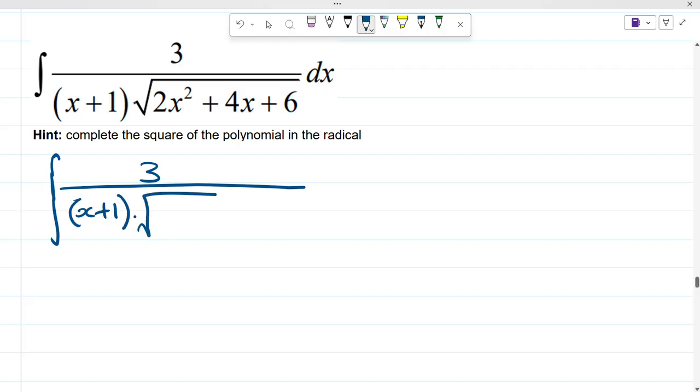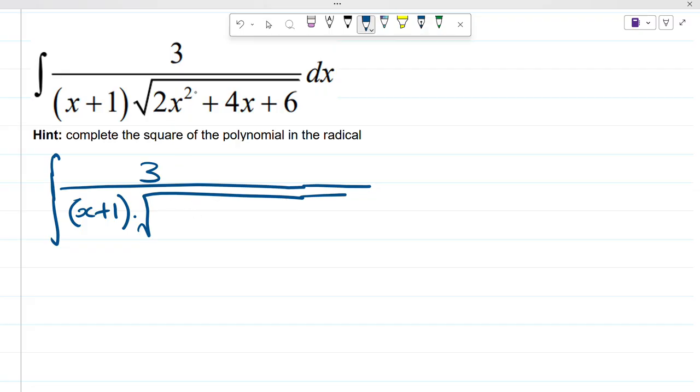Multiplied by, so they said inside the square root we must complete the square. For you to be able to complete the square, you must make sure that the first term, the term that is squared, is a perfect square. This one is not a perfect square, because 2 is not a perfect square. Perfect square numbers are 1, 4, 9, 16, and so on.